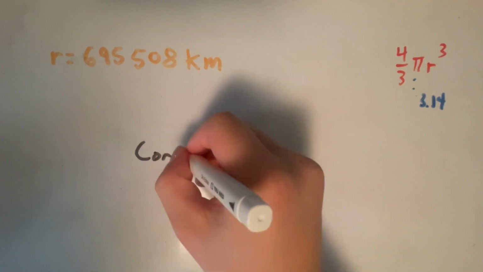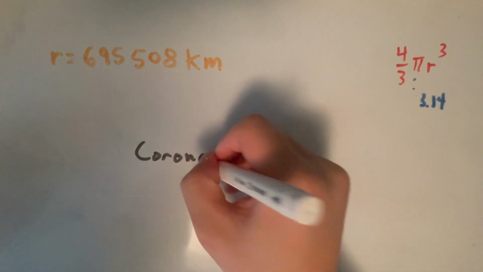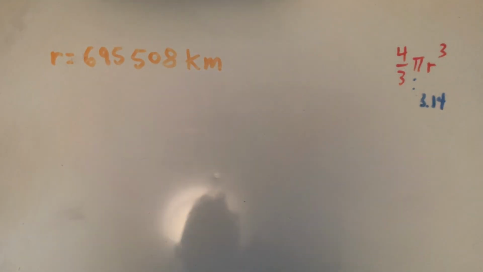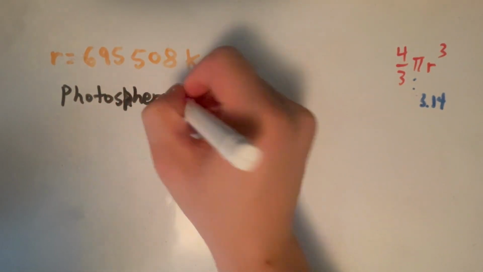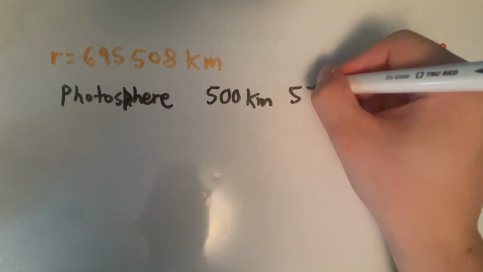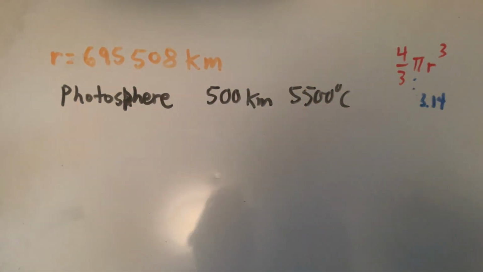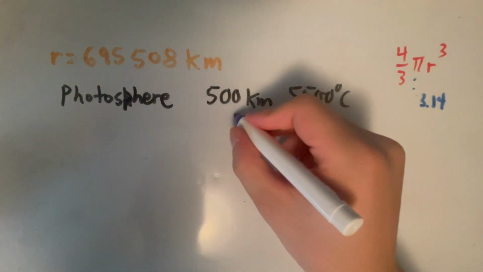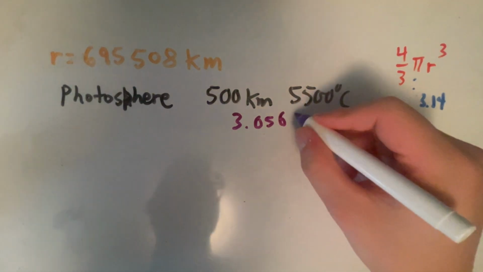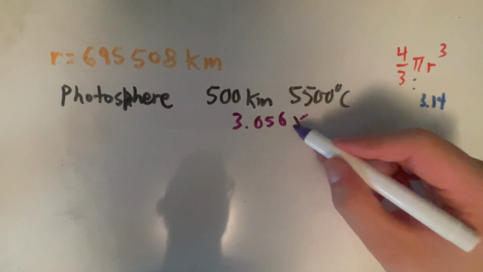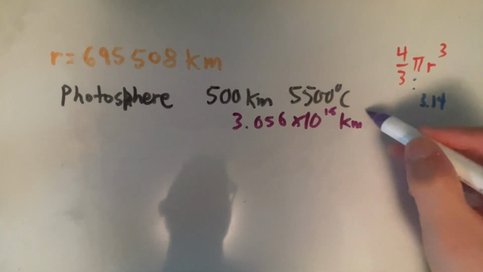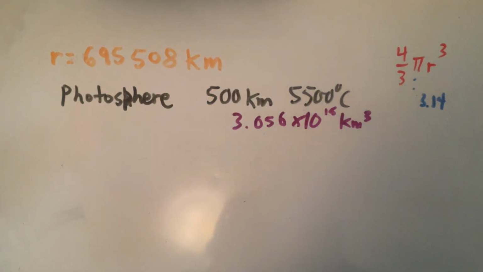The sun's corona extends millions of kilometers into space and can easily get over 1,000,000 Kelvin. For the photosphere, it has a thickness of 500 kilometers and averages 5,500 degrees Celsius. To ascertain the general area for this 5,500 degrees, we'll subtract the sun's volume from the sun plus photosphere's volume to get 3.056 times 10 to the 15th kilometers cubed.